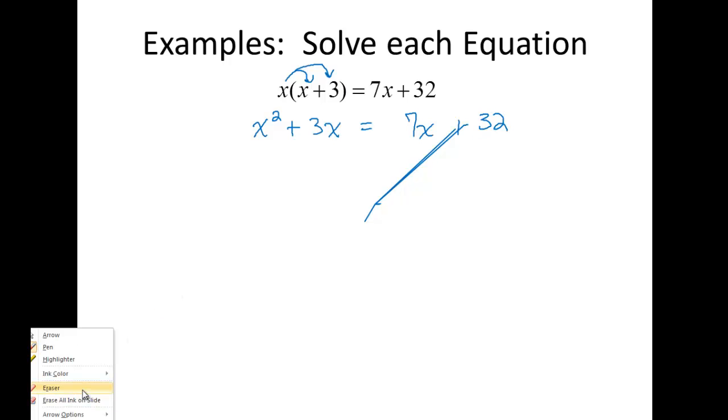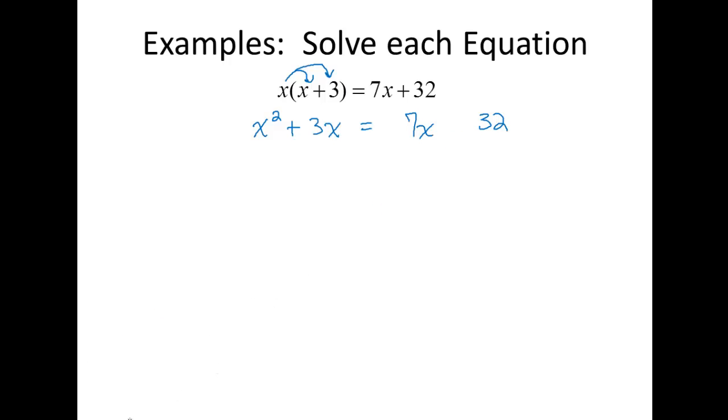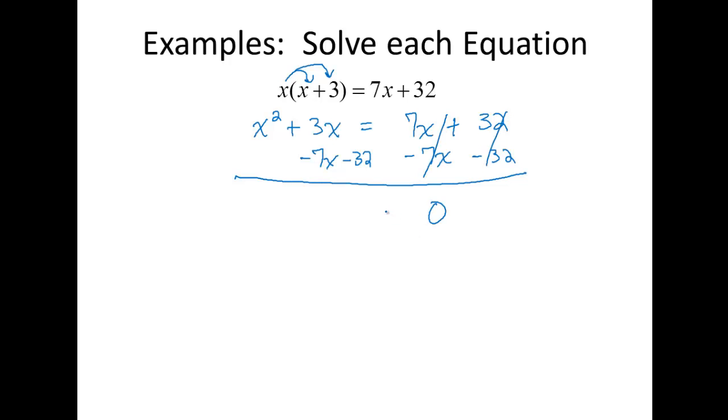Now here, this is that part where I'm saying that we have to simplify. Once we simplify by using our distributive property, we've got to get our terms on one side. I'm going to move this 7x to the other side. And in the same step, since I want this right-hand side to be 0, I'm going to subtract 32 as well. Doing that allows me to make 0 be my only term on my right-hand side.